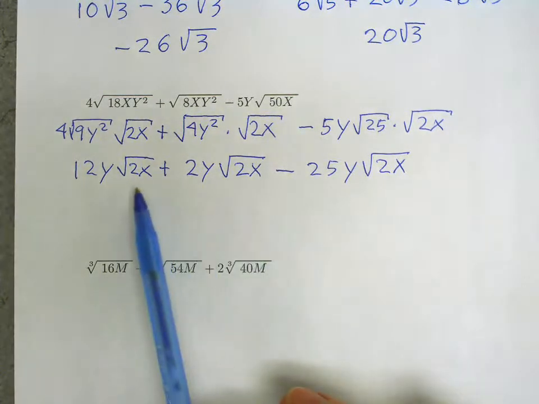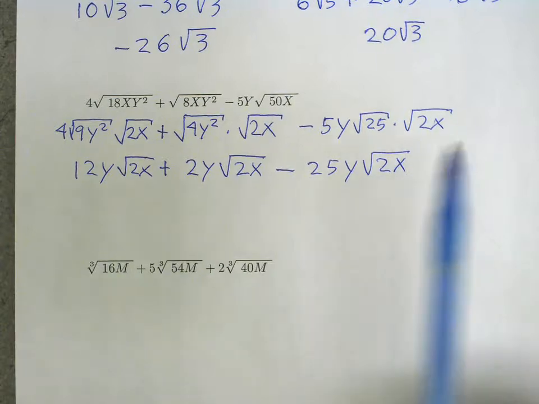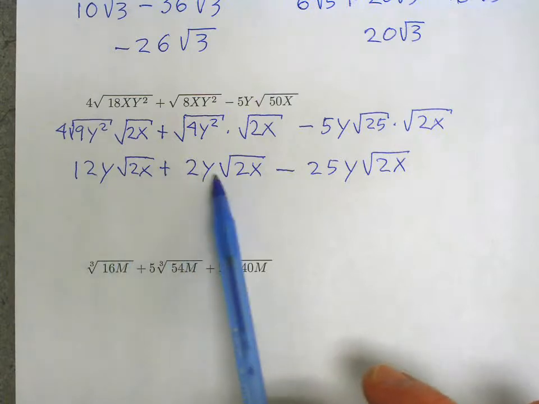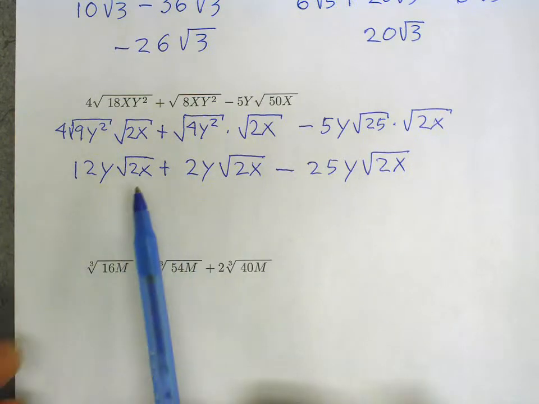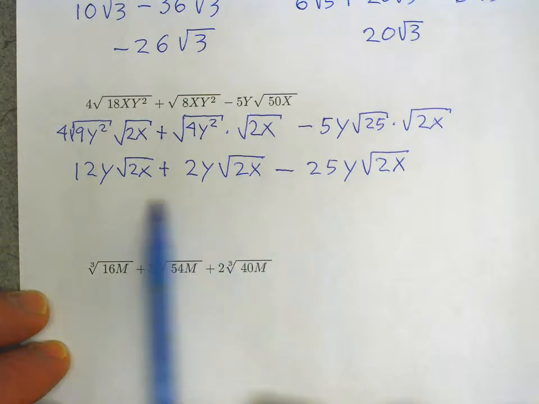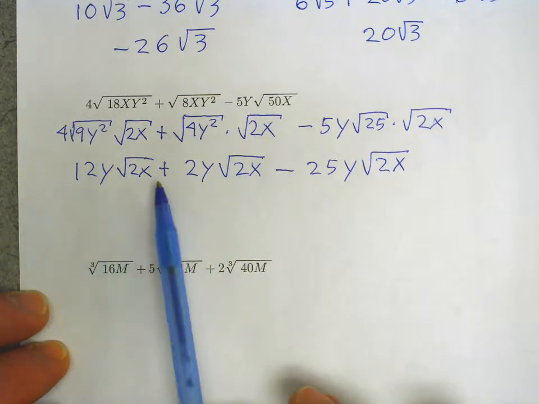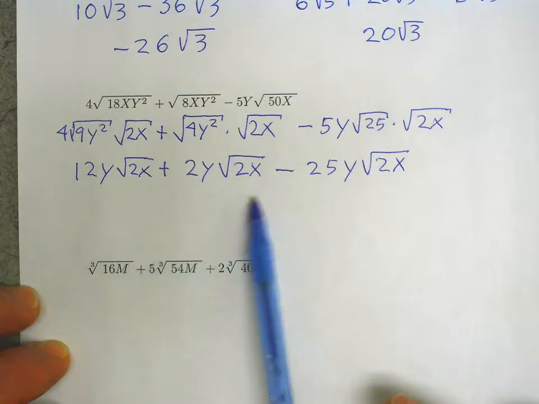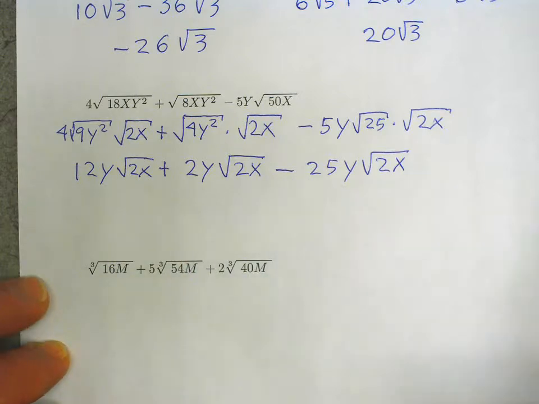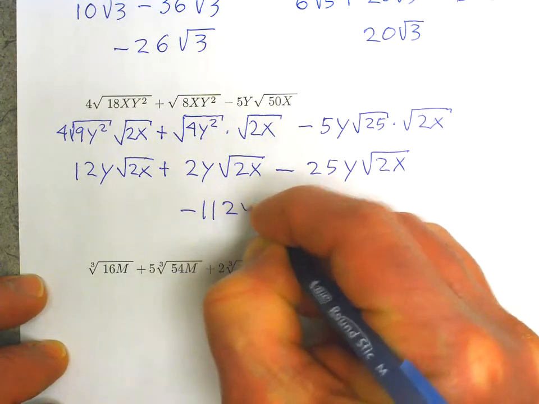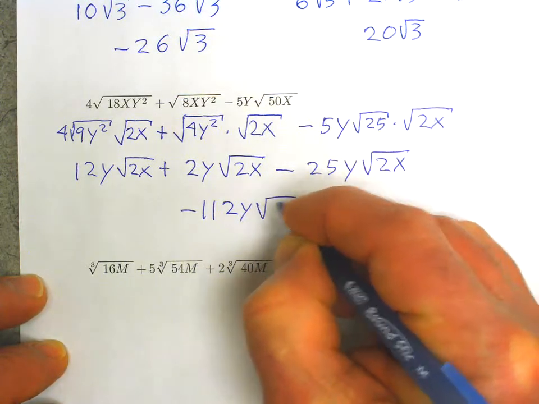The simplified radicals are all identical, but also each of the terms has a factor of y on the outside of the radical. So these are like terms that can be combined by adding and subtracting. So 12 of those plus 2 of those, we're up to 14, and then 14 of those minus 25 of those is negative 11 times y times the square root of 2x.